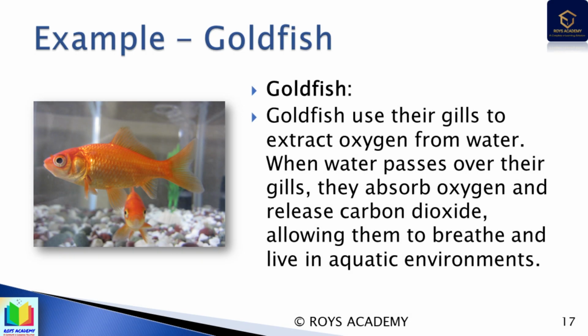Example: goldfish. Goldfish use their gills to extract oxygen from water. When water passes over their gills, they absorb oxygen and release carbon dioxide, allowing them to breathe and live in aquatic environments. Understanding how animals obtain oxygen helps us see the diverse ways creatures have adapted to their environments for survival, whether they live on land or in water.